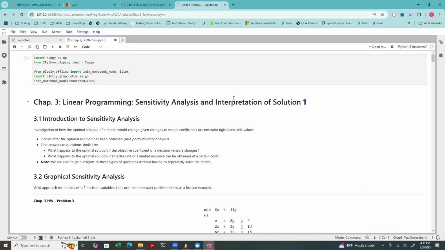All right, so with that out of the way, let's go ahead and actually talk about the content for the evening. As mentioned before, we're going to enter an area called sensitivity analysis, also known as post-optimality analysis, depending on what book you pick up there.